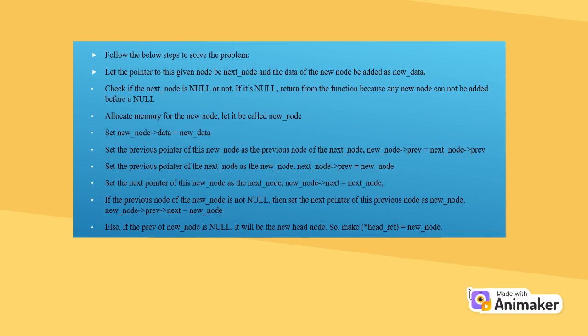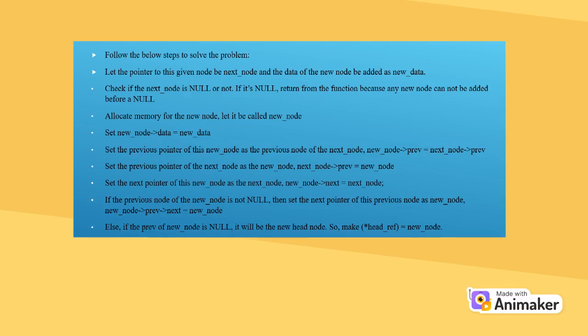Allocate memory for the new node, let it be called new_node. Set new_node->data equals new_data. Set the previous pointer of this new_node as the previous node of the next_node, new_node->prev equals next_node->prev. Set the previous pointer of the next_node as the new_node, next_node->prev equals new_node. Set the next pointer of this new_node as the next_node, new_node->next equals next_node.